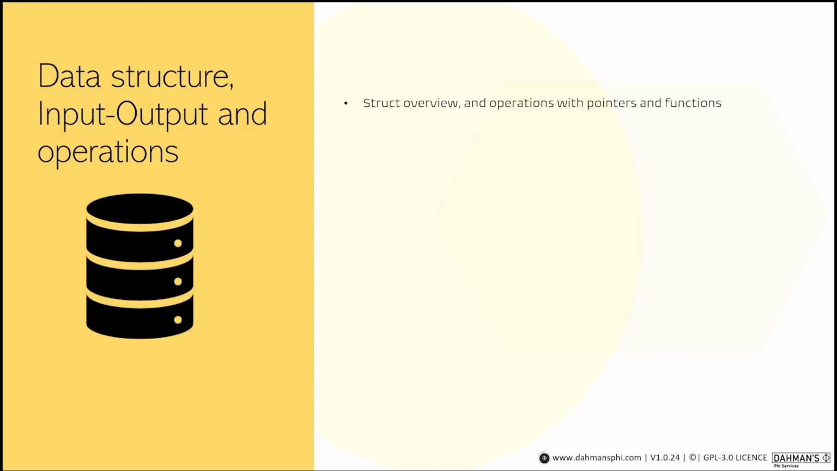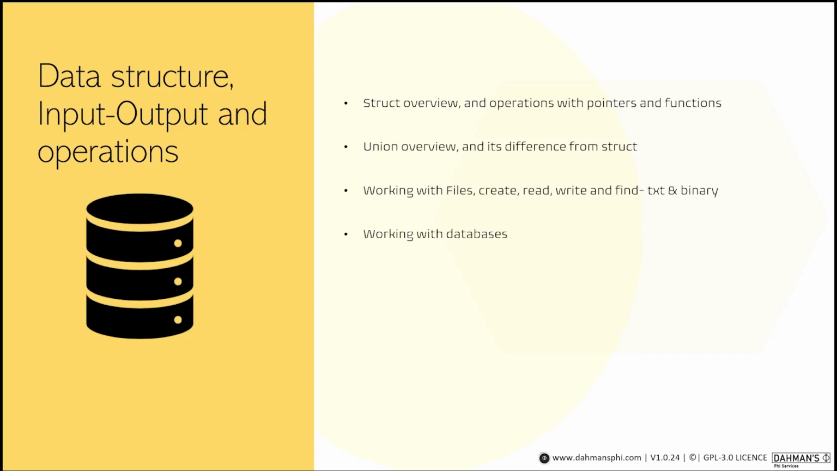So first, we're going to be looking at struct overview and operations with pointers and functions. Then the concept of union in C programming language and its difference from struct. Then working with files, as in creation, reading, writing, and finding, of two different types, text and binary. Also, we're going to be looking at working with a database, connecting to a specific type of database, that is SQLite 3. Then finally, we're going to be looking at preprocessors and macros. Of course, we're going to be looking at some lab examples as we proceed.